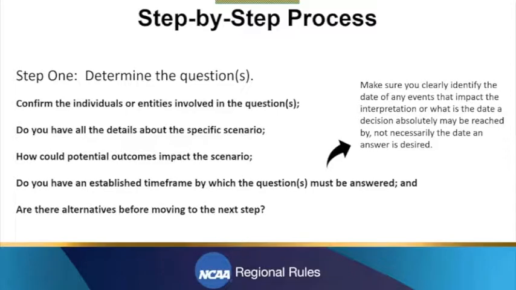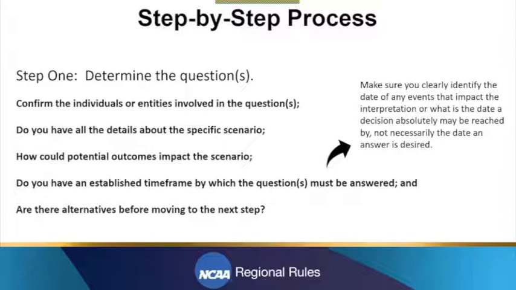So moving on, still working with determining the questions, you want to make sure you confirm the individuals or entities involved in the question. Is it coaches? Is it coaches and student athletes? Is it coaches, student athletes, and prospective student athletes? Who all is involved in the question? What types of people are going to be involved? So again, you get an idea of the breadth of the question that you want to ask.